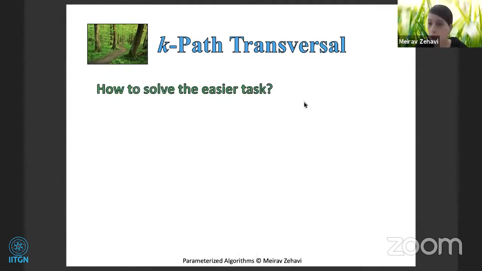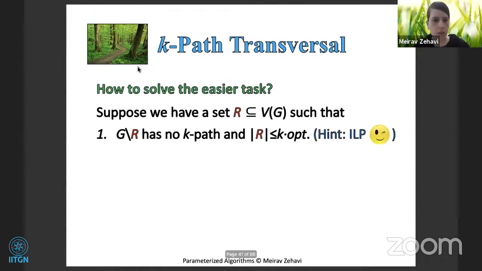Okay, so from now on, we can forget about the fact that we are trying to solve k-path transversal. We now care about just getting a solution for the easier task. What it means is that we want to find a set of size order log k times opt, so that when you remove it, in each connected component the solution size is at most f of k, which in our case would be k to the power of 3. Okay, good. So how are we going to do this? We are going to look for some set R. We are going to think about the vertices in this set as red vertices.